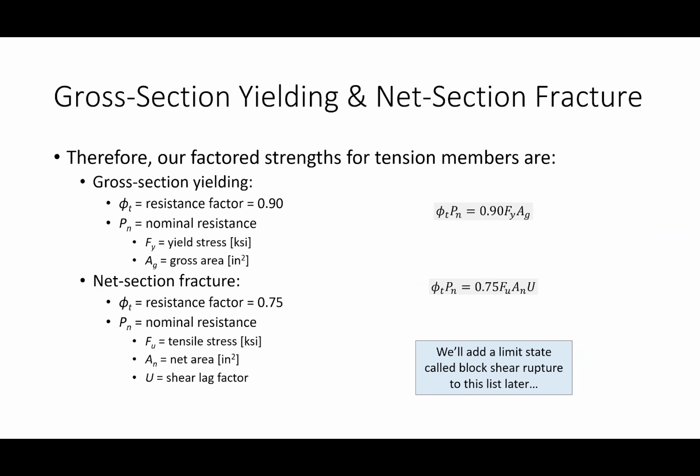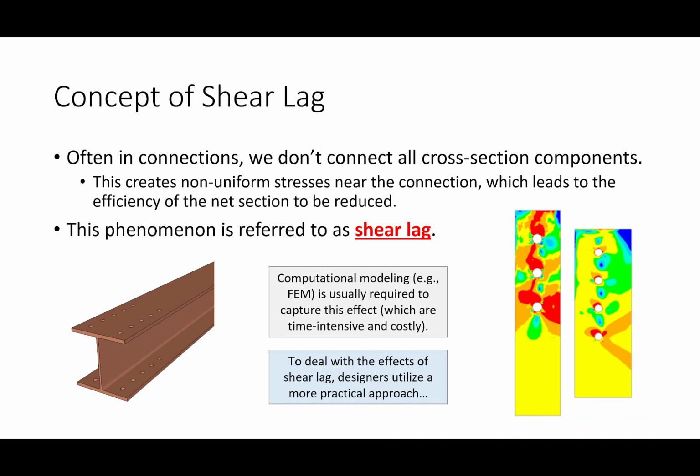And so whenever we're looking at the net section, we have to take the capacity and reduce it some by this factor called U, which represents shear lag. Shear lag is just shorthand for this phenomenon that we're talking about. The idea is if you have an angle and one leg is bolted but the other isn't, and you yank it, this leg is seeing stress, but this one isn't, so it sort of lags behind. So that's where the term shear lag comes from.